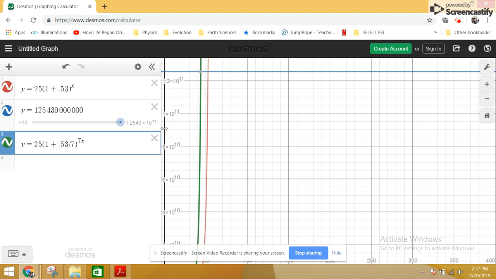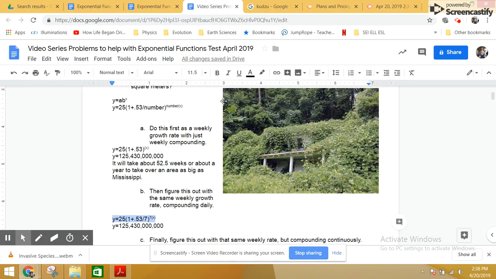So we have our function intersecting with our target value, there's our target value, 125,430,000,000, and it's intersecting at 43.72 weeks. So there's our answer. It'll take 43.72 weeks if it's compounding daily.